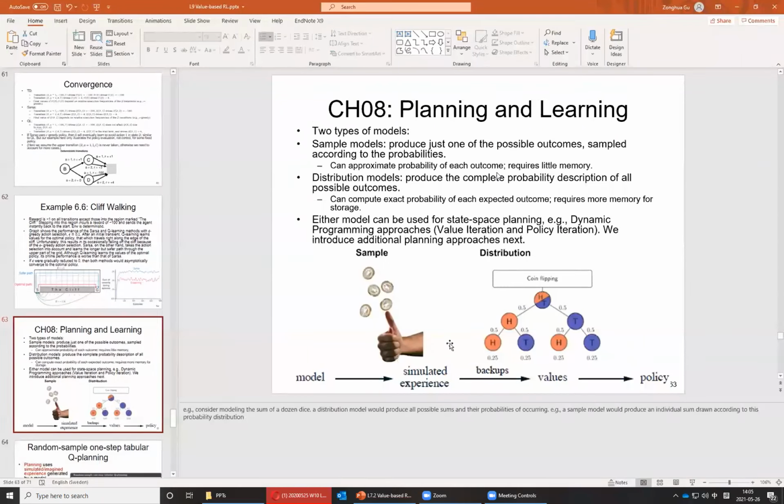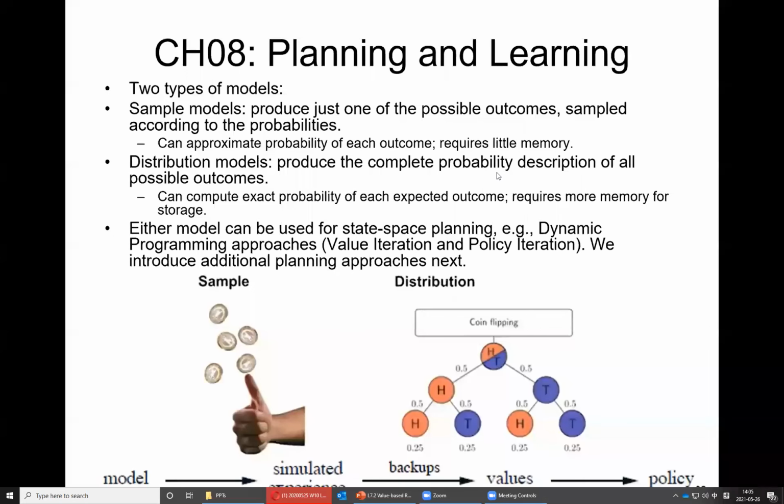So this is the textbook's chapter 8, planning and scheduling. So the model we talked about, model-based and model-free. What is the model exactly? So one type of model is sample models. It produces just one of the possible outcomes, sampled according to the probabilities. It can approximate the probability of each outcome and requires little memory.